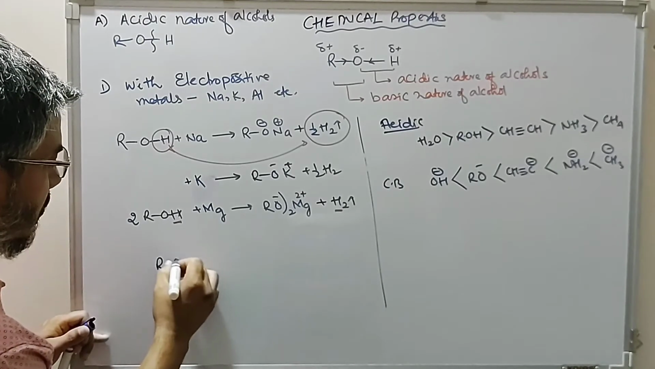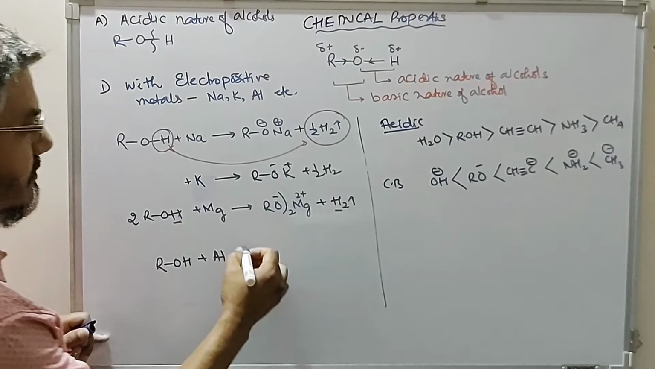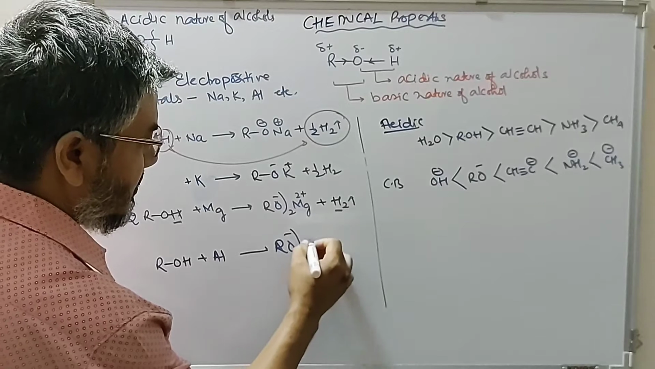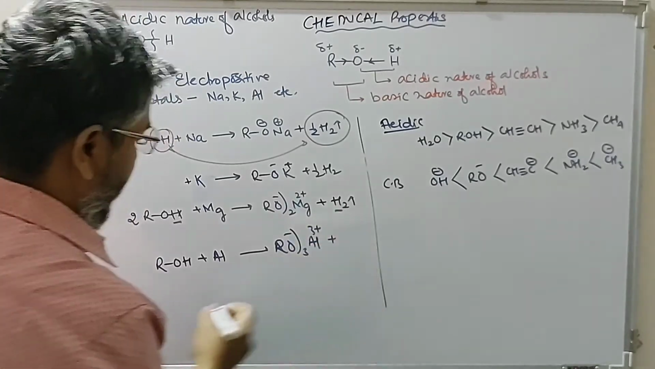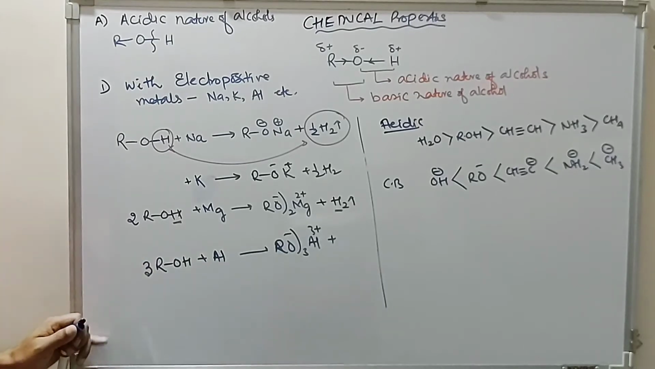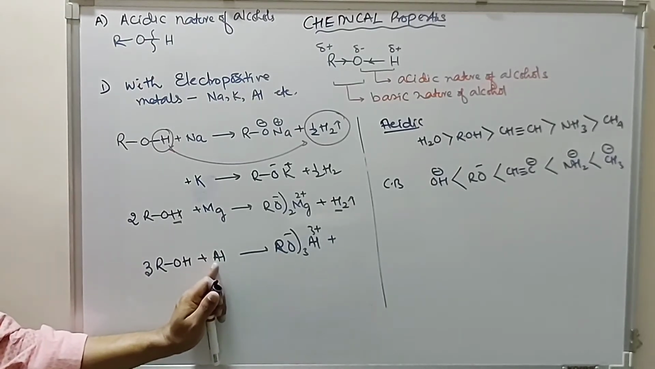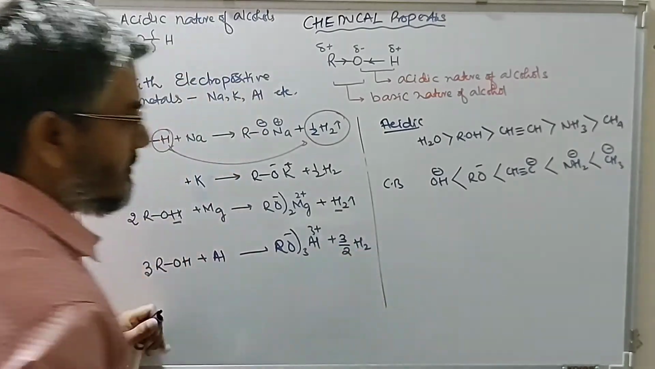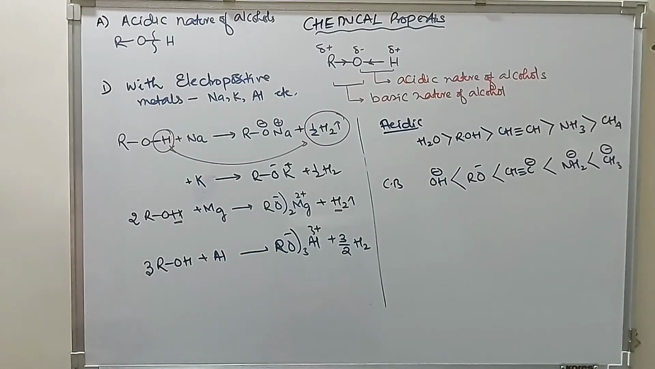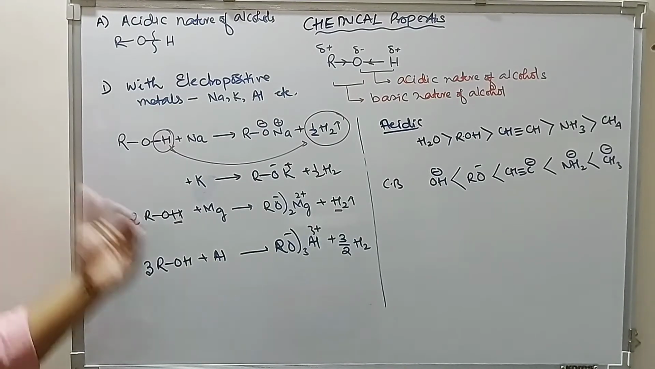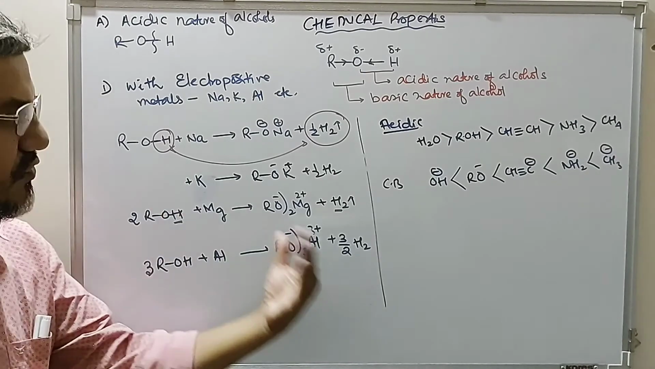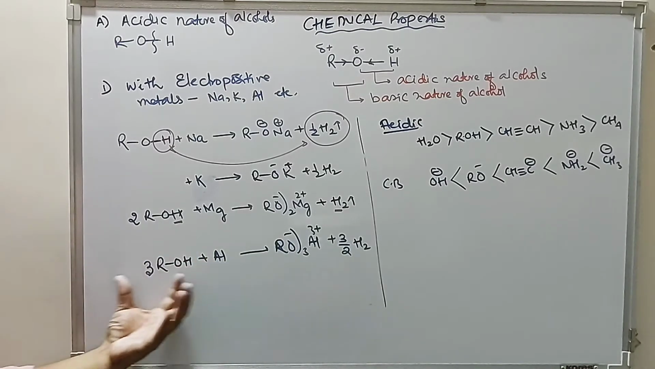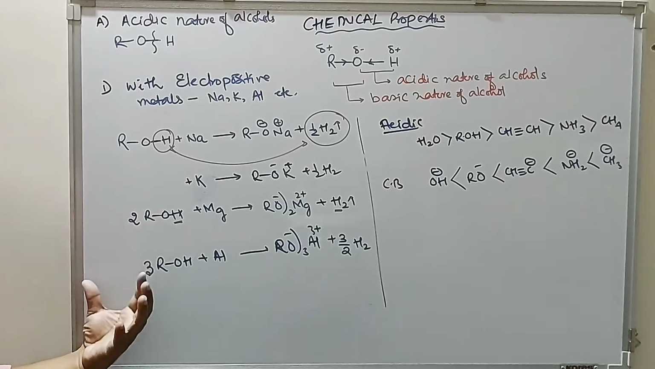Take this ROH reacting with aluminium. The electrovalency of aluminium is 3, so RO minus has to be 3. So 3 moles of alcohol must react with 1 mole of this aluminium metal, which gives rise to 3/2 moles of hydrogen gas. So this is how we correlate the number of moles of hydrogen formed in the product with the number of acidic hydrogens present in the given alcohol.